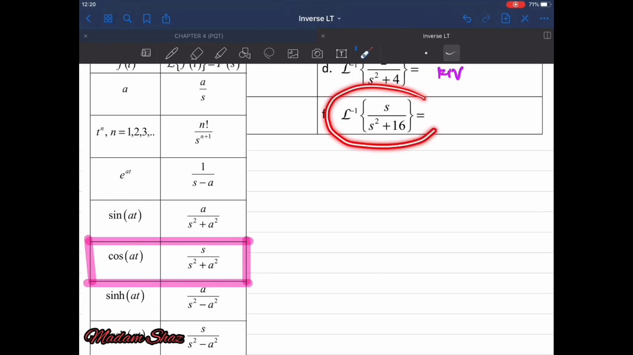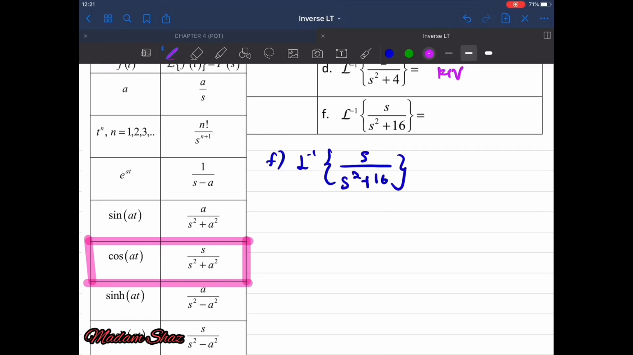Next example, Laplace inverse of s over s square plus 16. So now you have to refer to the table of the Laplace transform, whereby you have s at the upper side and you have plus operation at the bottom side. So s at the upper side, at the bottom side is s square plus a square will become cos of at. So the same thing, the first step you have to refer to the table of the Laplace transform.